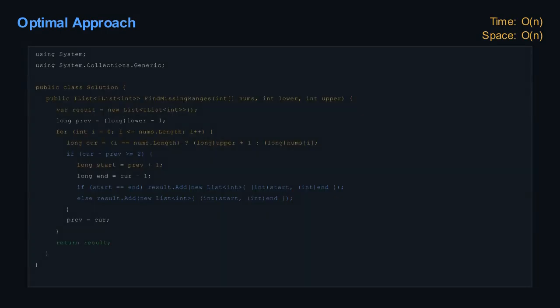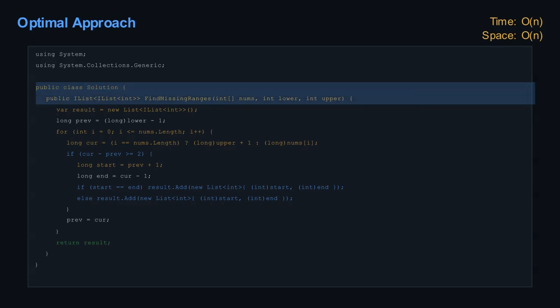The key insight is to treat the lower bound minus 1 and the upper bound plus 1 as artificial previous and next numbers. Then look at the gap between each consecutive pair. First, we initialize a variable called previous to 1 less than lower. Then we iterate from index 0 through the length of the array, using the current value as either the next array element or, when we have exhausted the array, upper plus 1.